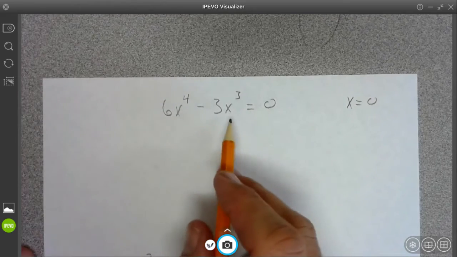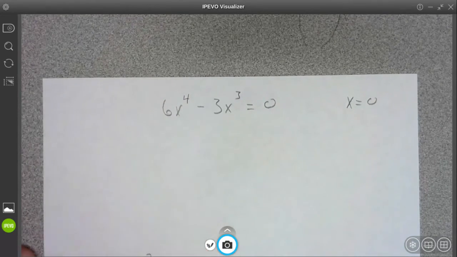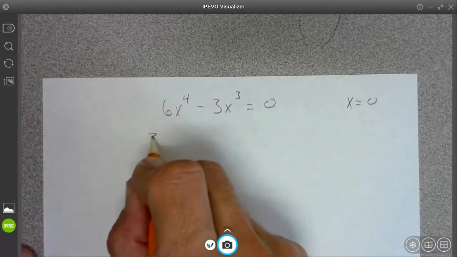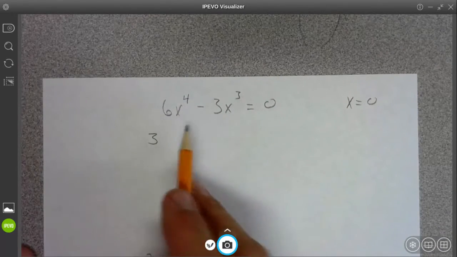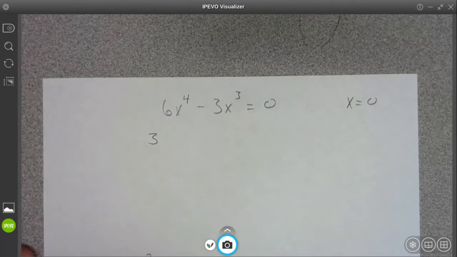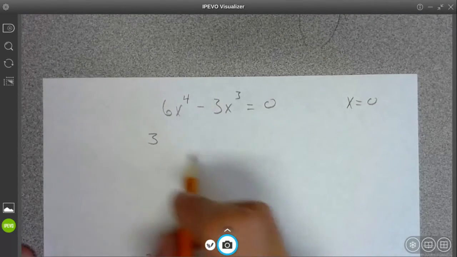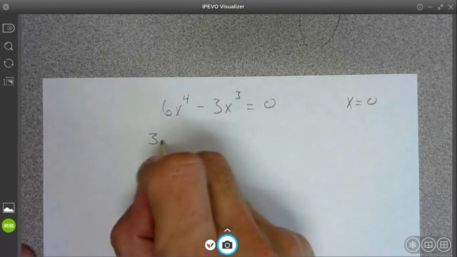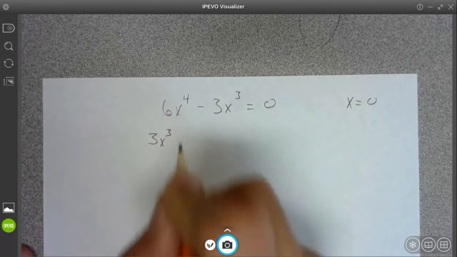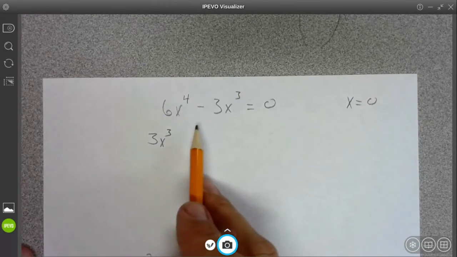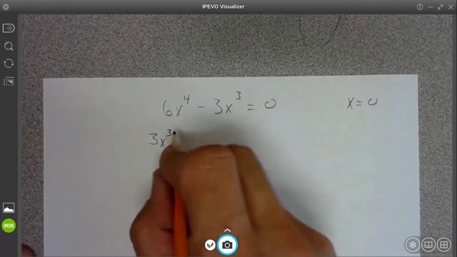What we're going to do to find the other one is factor out the GCF. They got a 3 in common, and they both have x's. How many x's do they both have in common? Well, this one's got 3, this one's got 4. This is the cheapskate. So we get 3x to the third. That's the biggest thing that we can factor out.